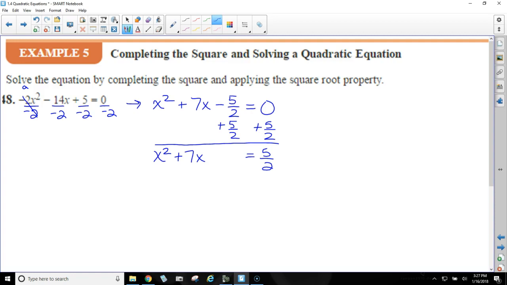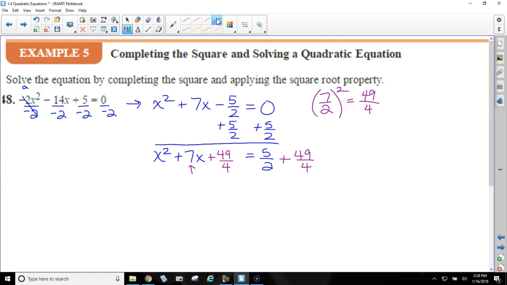Now it's time to find our number that will complete the square. We're going to take half of the coefficient of x, half of the 7. Half of 7 is 7/2. Step 2 is to square this. So the magic number that's going to complete the square and make the left-hand side a perfect square trinomial is 49/4. So we are going to add 49/4 to the left-hand side, and we must also add 49/4 to the right-hand side of the equation.